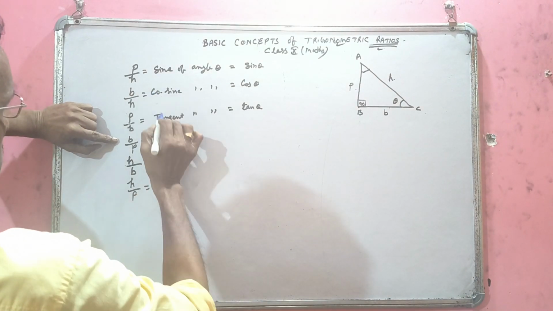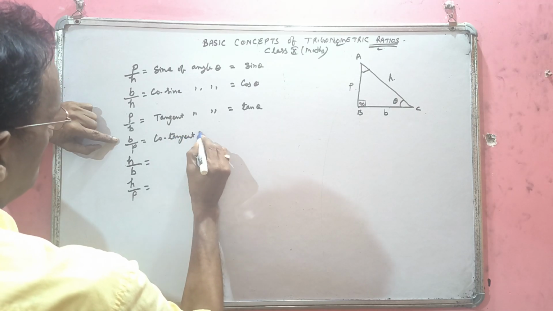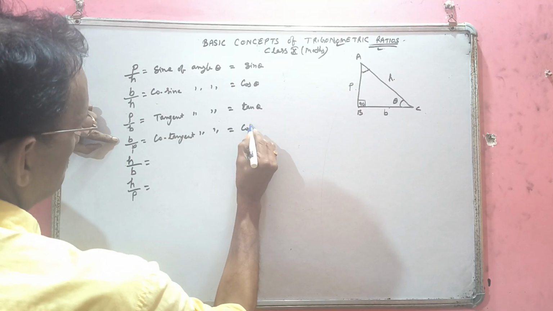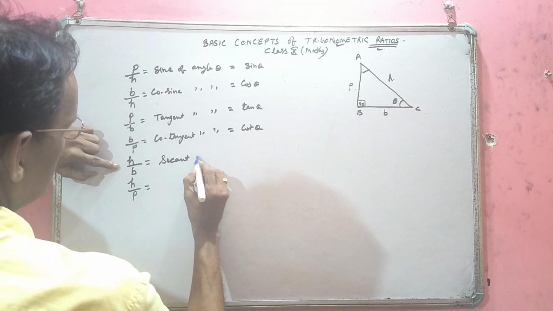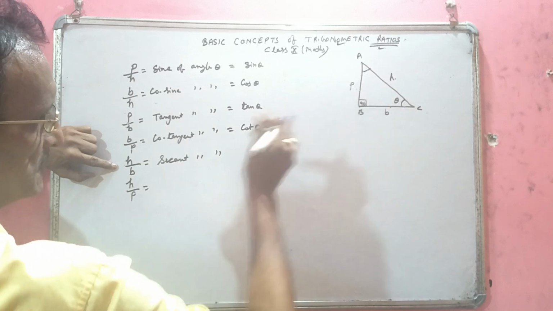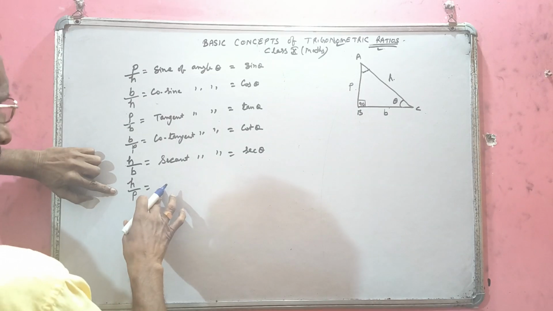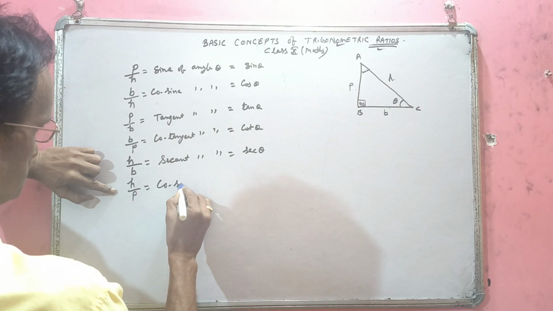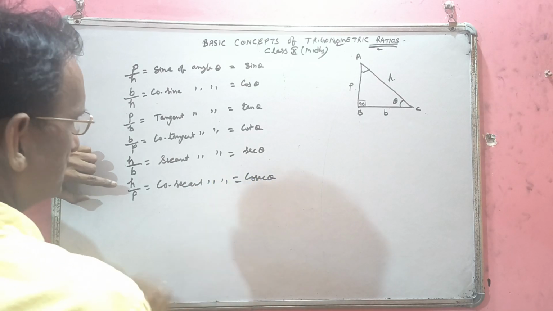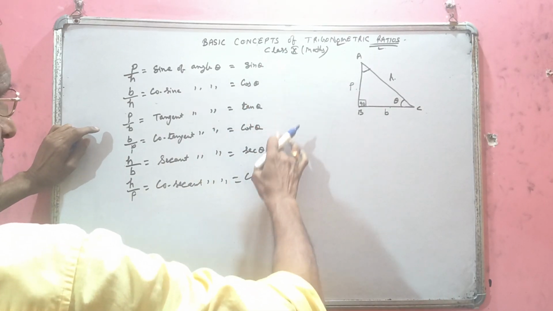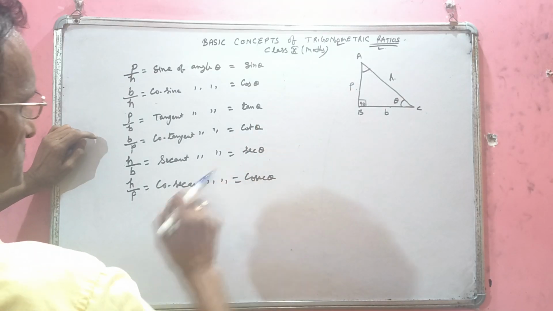Similarly, we have cotangent of angle theta. In shortcut it is called cot theta. This is called secant of angle theta. Angle C also you can write as I told you, but it will make it simple: sec theta. Again, cosecant of angle theta is called cosec theta. So these 6 trigonometric ratios are sin theta, cos theta, tan theta, cot theta, sec theta and cosec theta.